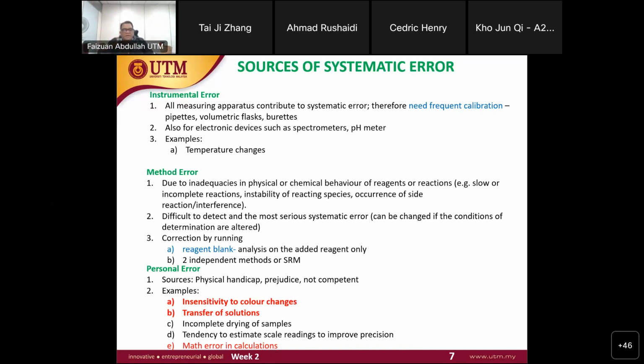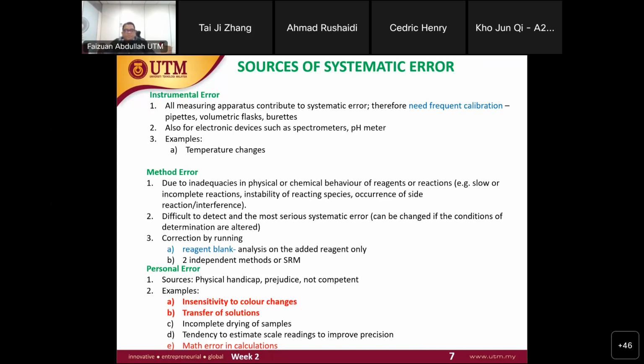That's why for every analysis, the first thing that you need to do is to refer to what? Recall back. Standard method. Yeah, standard method, that we have learned.